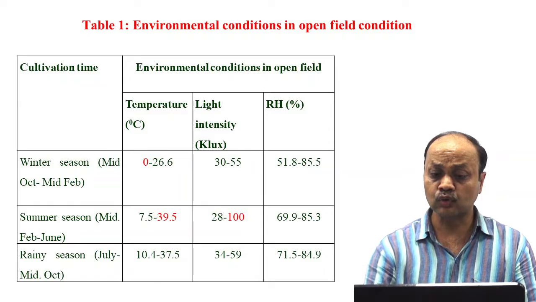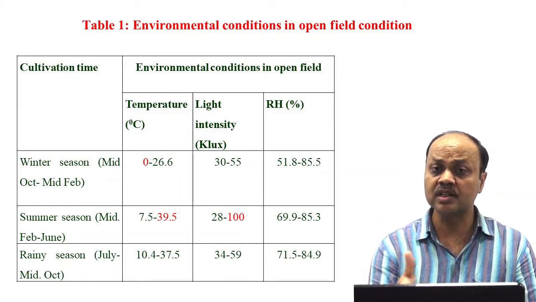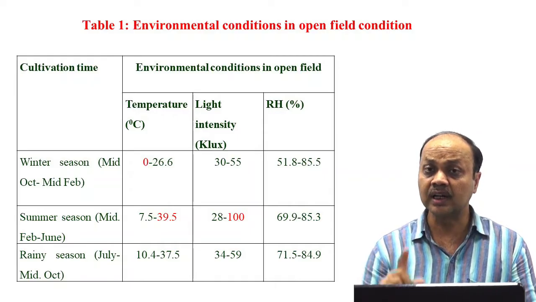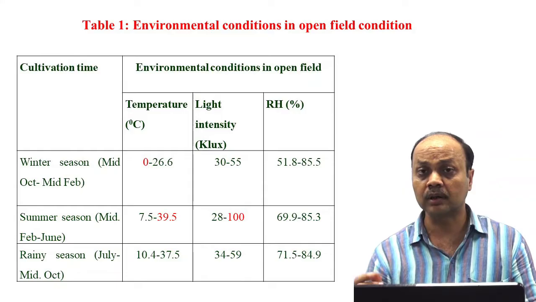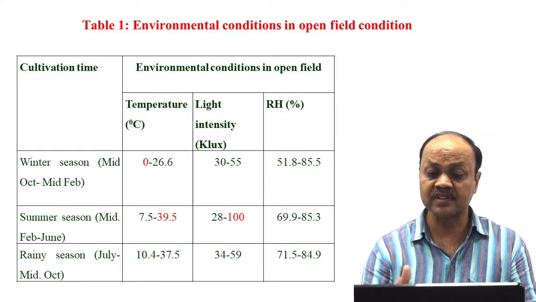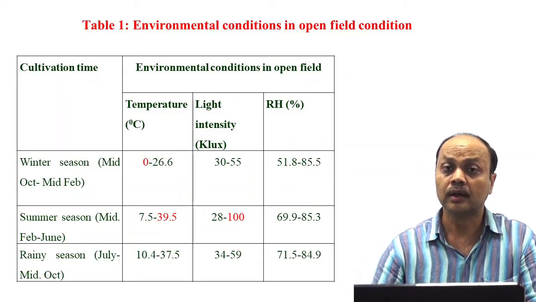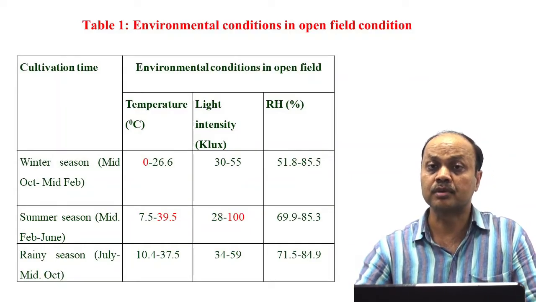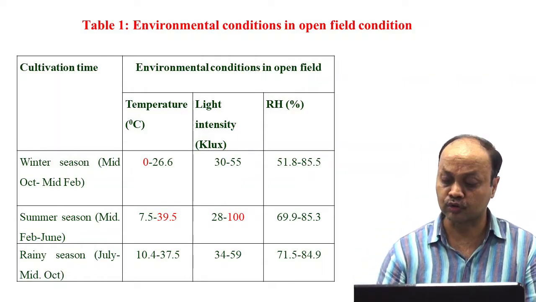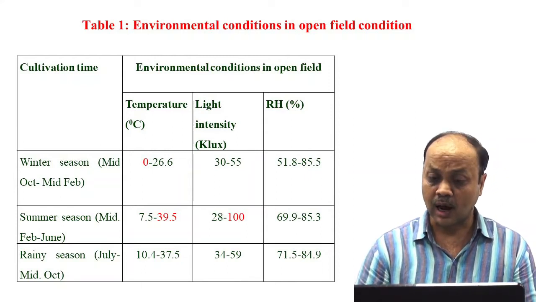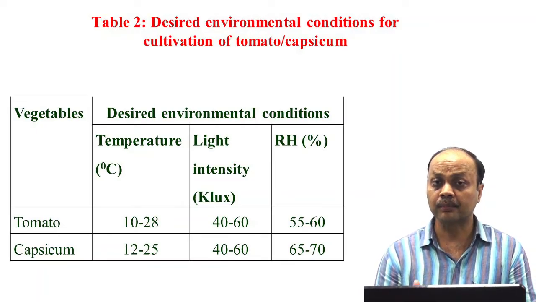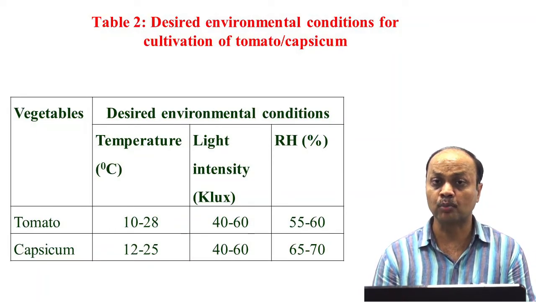Light is 30 to 55 kilolux and relative humidity between 50 to 85%. You can see that the temperature is reducing, going down to 0. In winter the low temperature is the problem, but during summer two parameters are a problem. One is that the temperature goes very high, up to 40. So the maximum temperature is a problem, and light intensity, as you can see from this table, is also very high. I am saying high and low based on the environment requirement for the cultivation of tomato and capsicum.